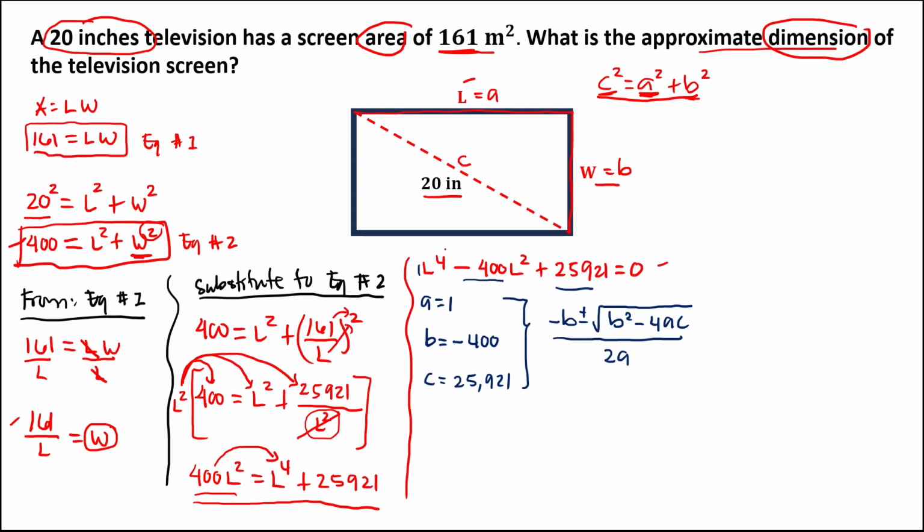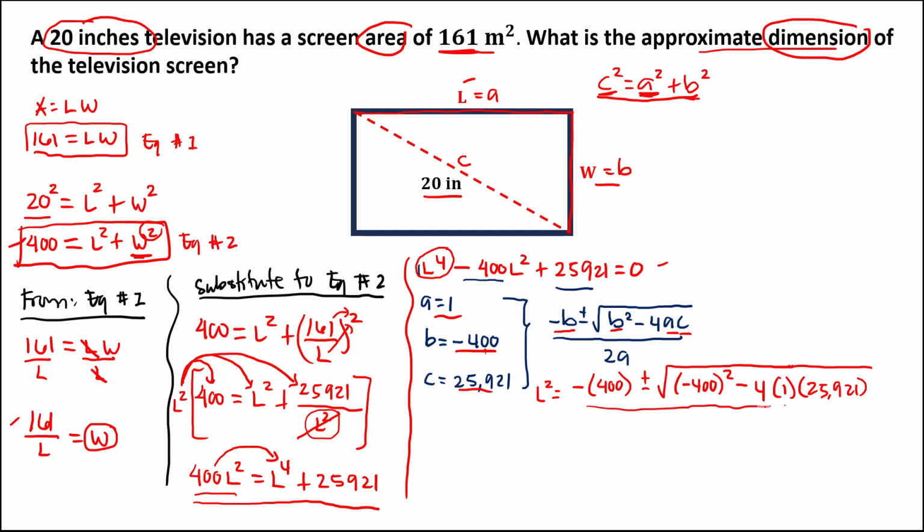Then to solve for L, since this one is L to the power 4, and the factors of L to the power 4 are L to the power 2 times L to the power 2, this becomes L to the power 2 equals negative B, and B is negative 400, plus minus the square root of B squared, and B is negative 400 to the power 2, minus 4 times A, and A is equal to 1, times C, and C is 25,921, all over 2 times A, and A is 1.